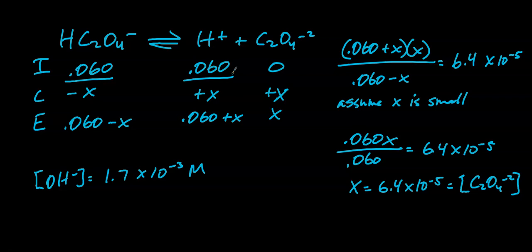Make sure to check that assumption. 0.060 minus that is going to give you 0.060, so that's good. And so that gives us the concentration then of the oxalate ion, 6.4 times 10 to the minus 5th molar. Let's go to hydroxide. H plus concentration is still going to be 0.060, because 0.060 plus x is just 0.060. Use that to find the OH minus concentration, 1.7 times 10 to the negative 13th molar.